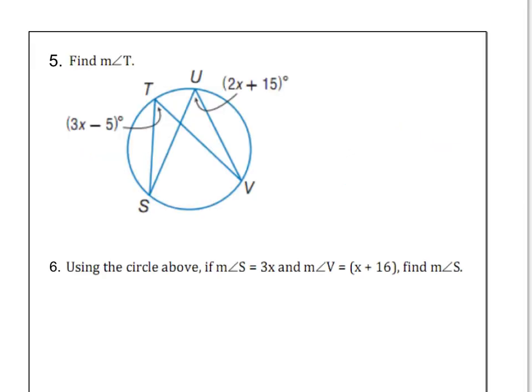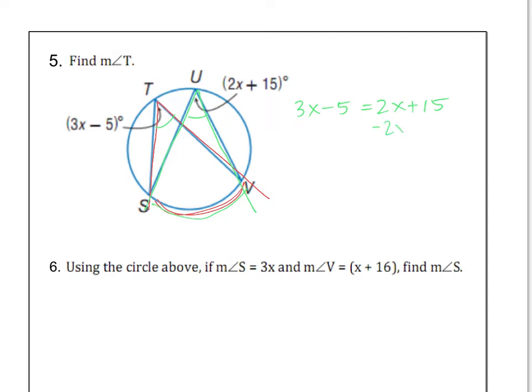Let's try number 5. It says find the measure of angle T. I notice angle T opens up to arc SV. I also notice angle U opens up to that same arc SV. And so what that means is these two angles must be congruent to each other because they both have to be half of that arc. So 3x minus 5 should equal 2x plus 15. They will be congruent in size.